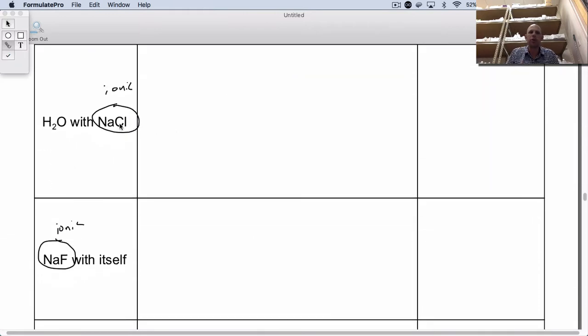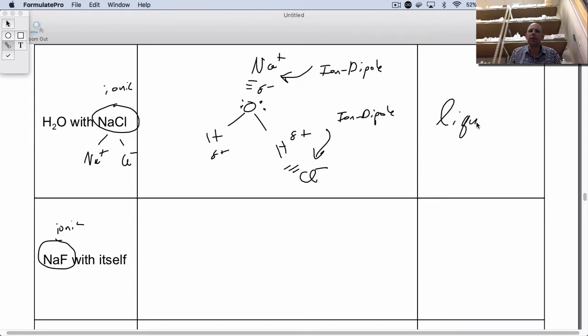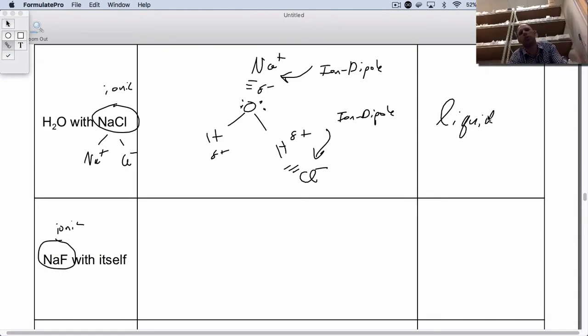Let's go ahead and do this here. So we know that this is going to break into Na+ and Cl-. So water is going to look like this. Okay, covalent. The Na pluses are going to go here, and the Cl minus is going to go here, to either one. And this is an ion to a dipole. And this here is an ion to a dipole. Okay? Because it's a dipole from a covalent compound with an ion, tends to be liquid, and it's actually a solution. There. We're just going to call it a liquid for now.